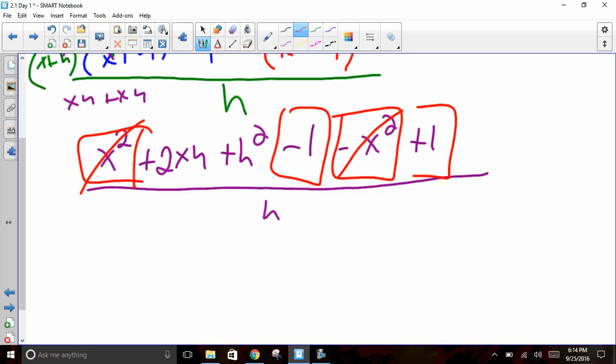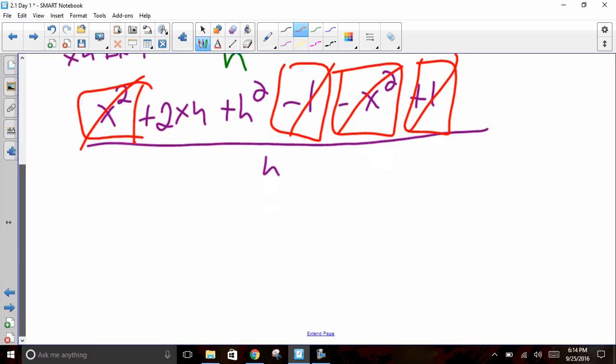My negative 1 and my positive 1 cancel out. So now I'm left with 2xh plus h squared all over h. Well, I still can't plug in that 0 because I have h on the bottom. That's going to make it undefined. Can't do that. So I notice I have an h term in both pieces on top.